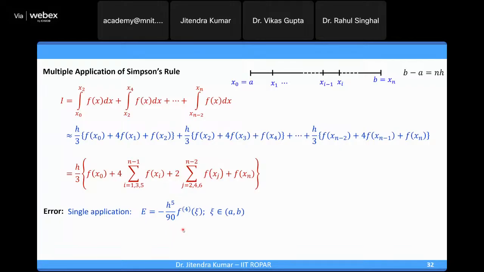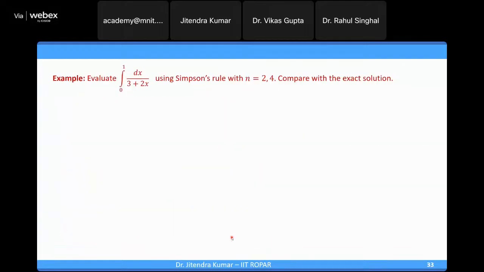After that integration, applying those weighted mean value theorems, we can get that in the single application, you will get H^5 over 90 and the fourth order derivative F4 at some xi point. For multiple application, usually one order is reduced here, so it was H^5, you will get H^4, because this B minus A as a constant term will appear here. So now the error depends on H^4 in this case, and of course this fourth order derivative. Again, the idea is the same: if you have bounds on this fourth order derivative in the given range A to B, then we can have the error bounds for this Simpson's 1/3 rule.